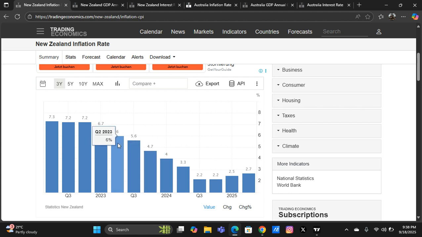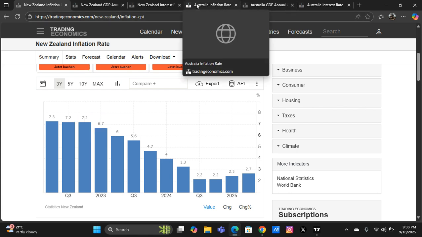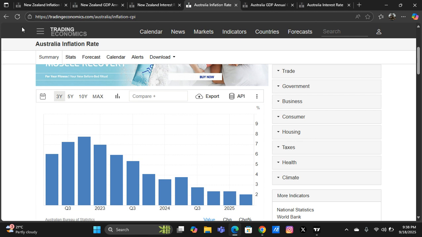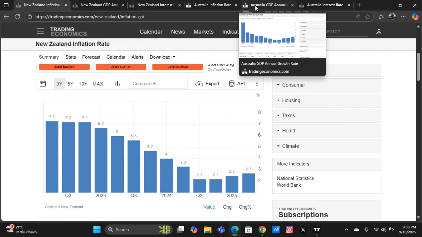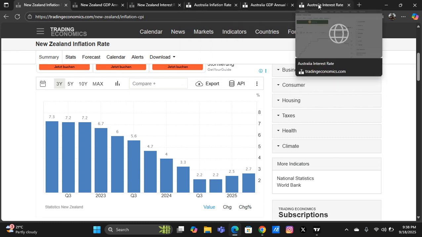But here we're talking about two currencies, the New Zealand dollar and the Australian dollar, which are both correlated to China with the iron ore exports. So what we're looking to catch here in hedge inflation is the response of the economy of both those currencies towards the interest rate cutting cycle.